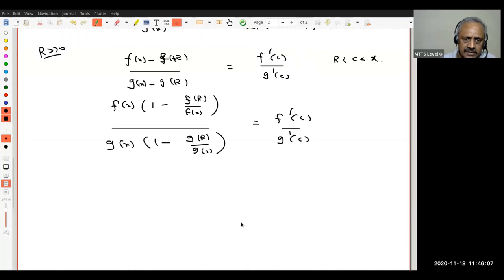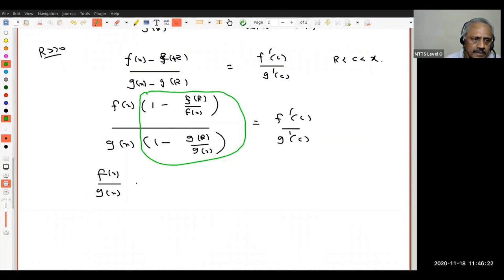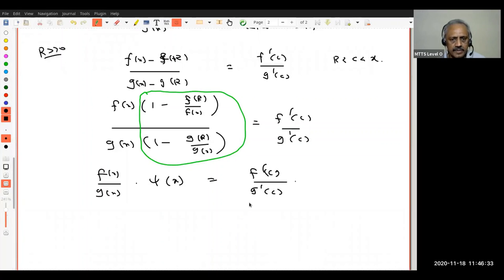Now, the next thing is I have f(x) by g(x), right? So what I want is f(x) by g(x) into something. This something I will call by some name. Let me call it I of x. This is equal to f'(c) by g'(c). This object is I of x.